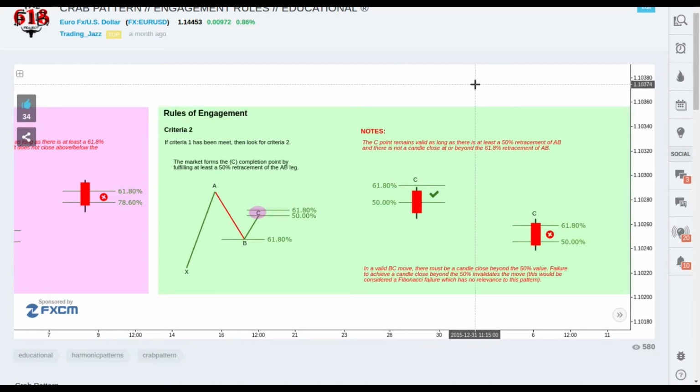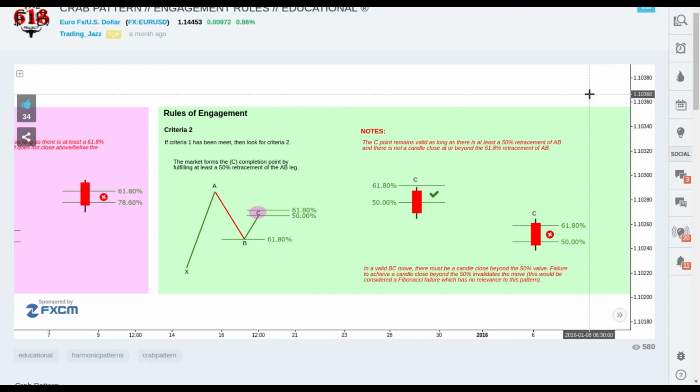The market forms the C completion point by fulfilling at least a 50% retrace of the A to B leg. Note: the C point remains valid as long as there is at least a 50% retrace of A to B and there is not a candle close beyond the 61.8% retrace of A to B.